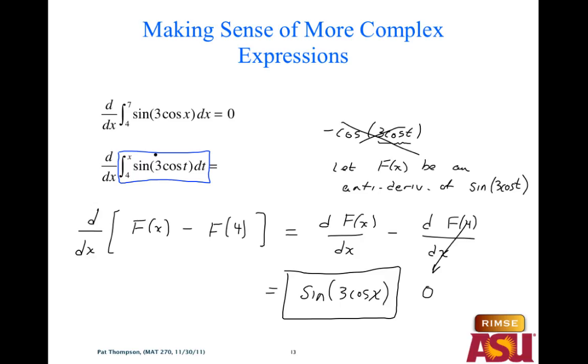So what's in the blue box there? What kind of function is that? Net accumulation, and we know its rate of change. Its rate of change of this accumulation function is sine 3 cosine t. And what are we going to do to that accumulation function? Take the derivative, or find the rate of change of that accumulation function. Well, that's sine 3 cosine t, or sine 3 cosine x.